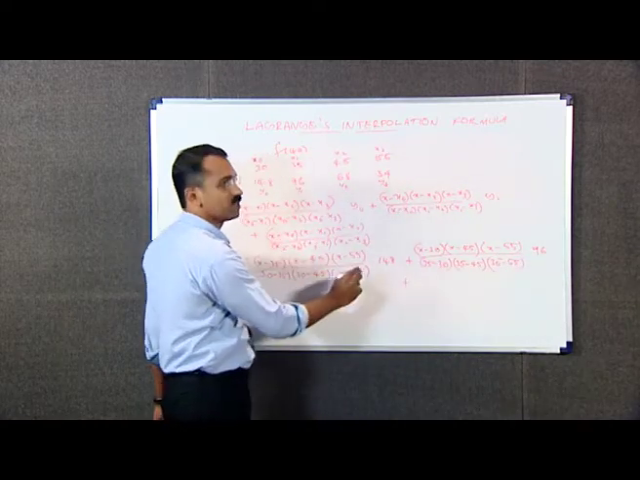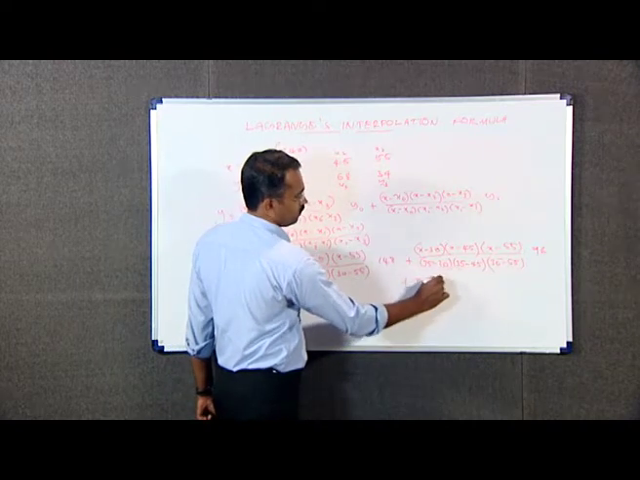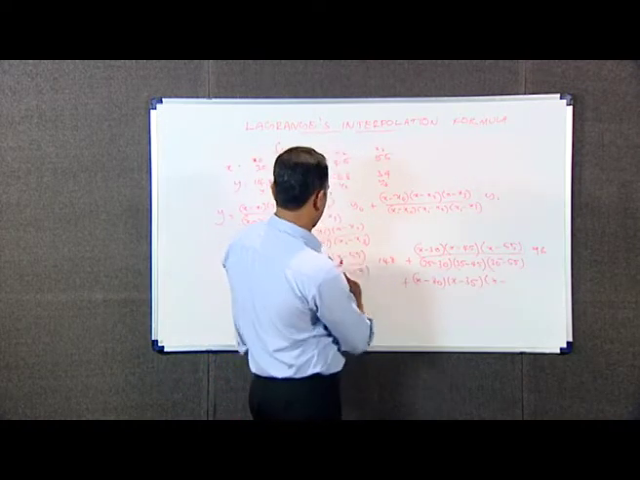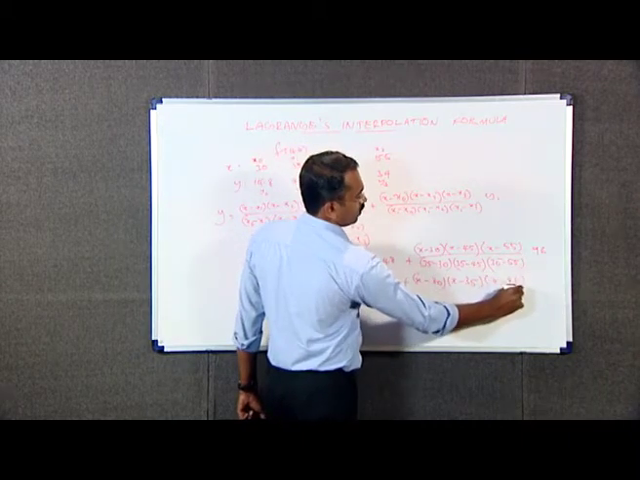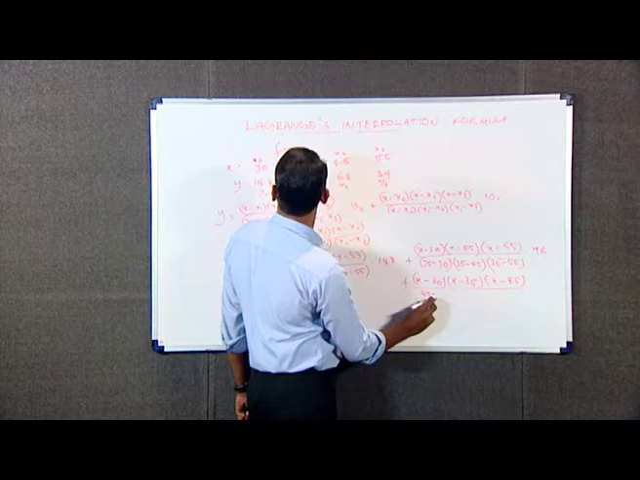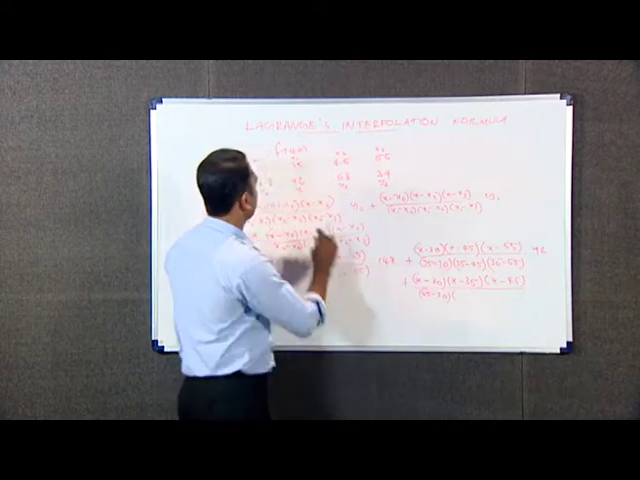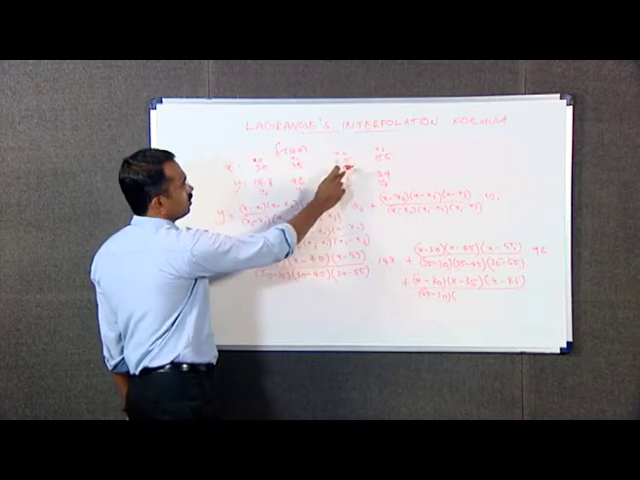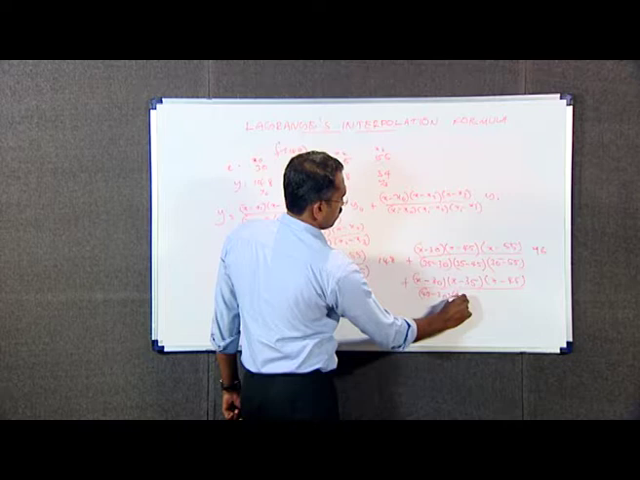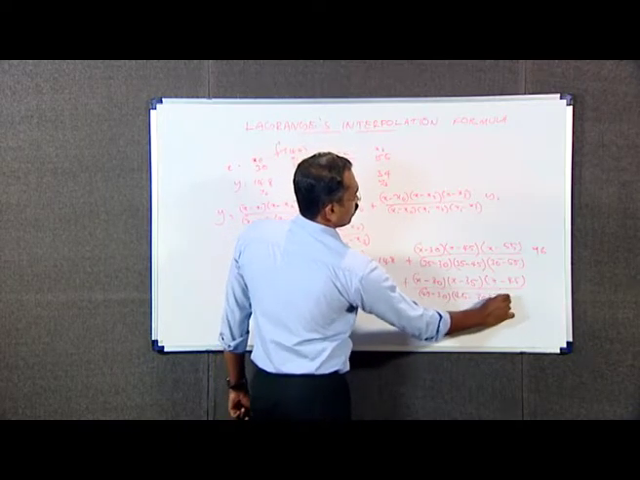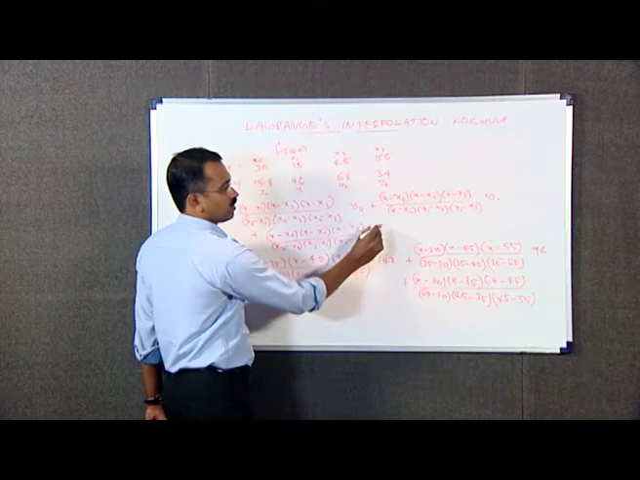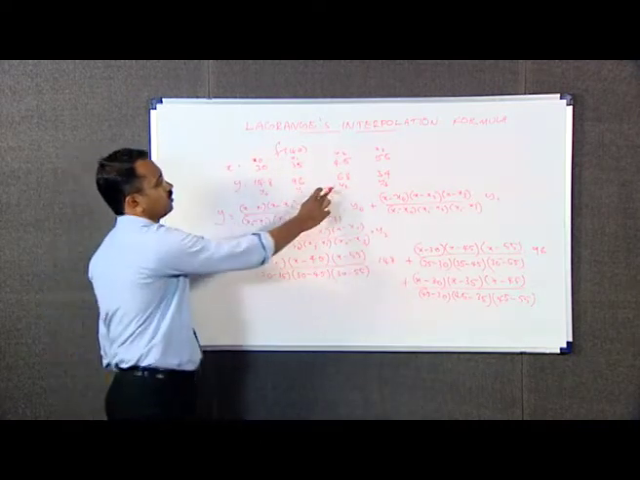Plus this term is (x minus x0), that is x minus 30, into (x minus x1), x minus 35, into (x minus x3), divided by (x2 minus x0), that is 45 minus 30, into 45 minus x1, that is 45 minus 35, into (x2 minus x3), that is 45 minus 55, into y2. Y2 is 68.